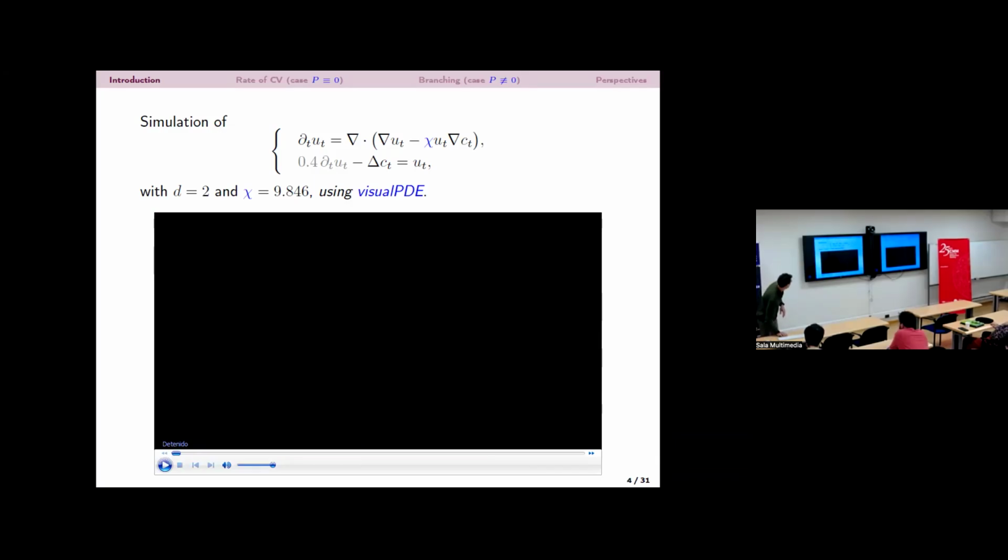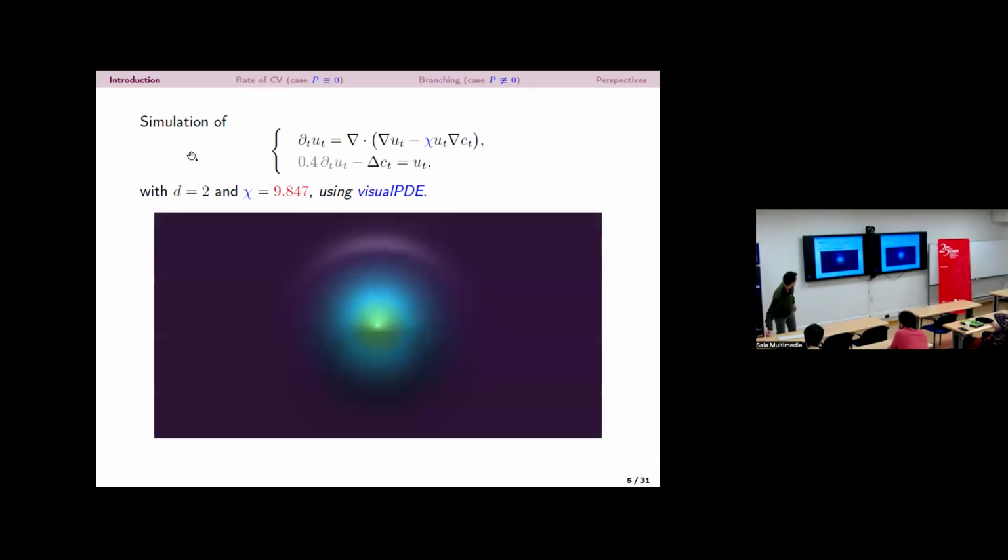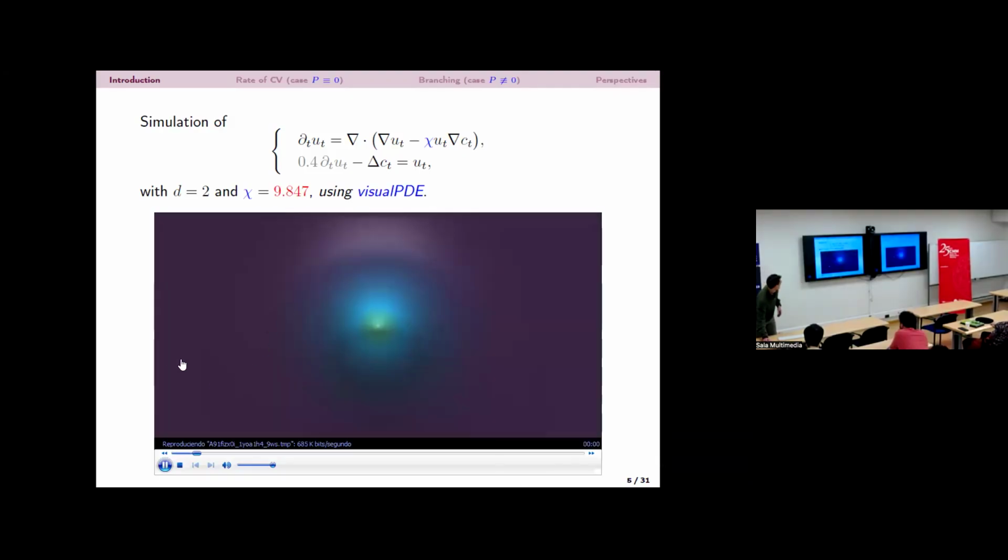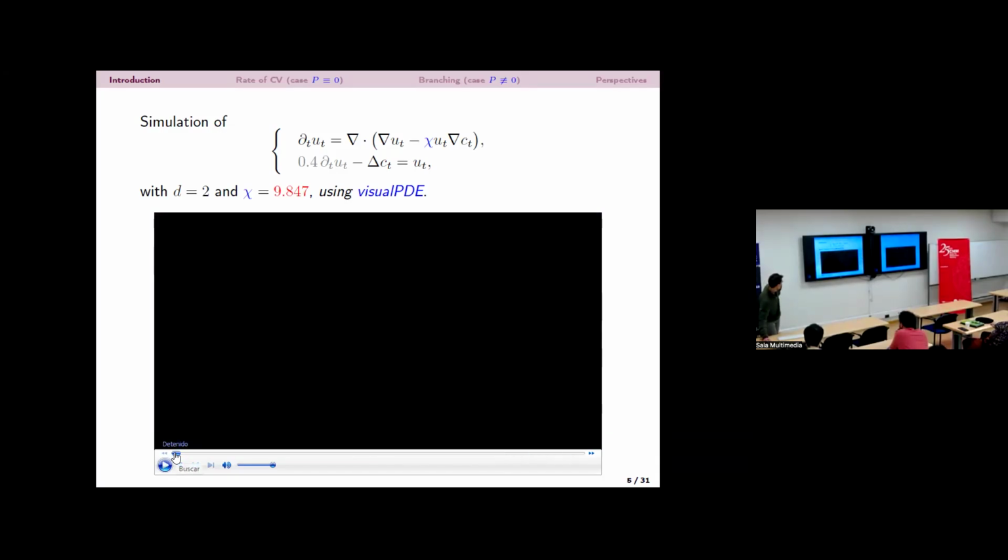So let's change the parameter a bit. You see it was 846. I slightly increase it, with the same initial condition, and then the second time it goes. Again. Too much suspense. Okay, I will tell you what happens if you remember.